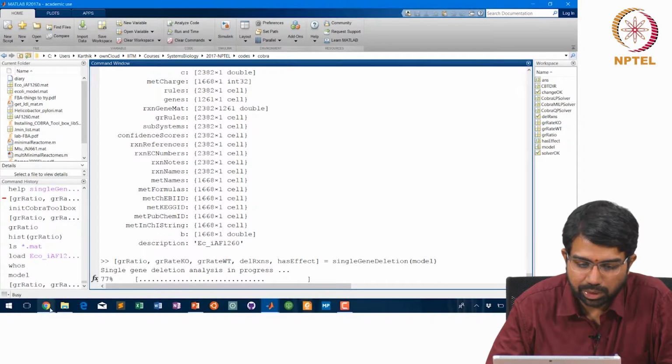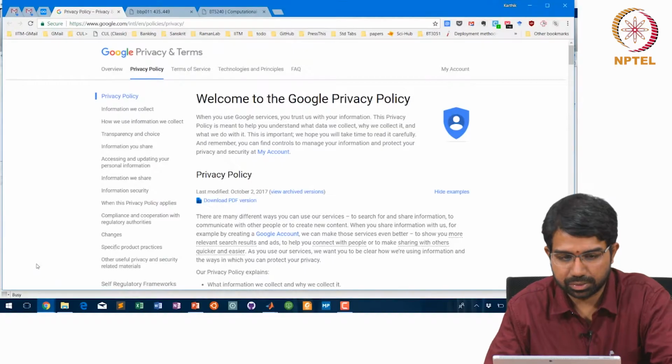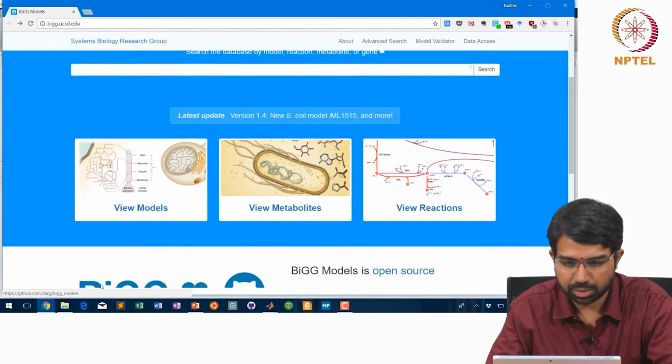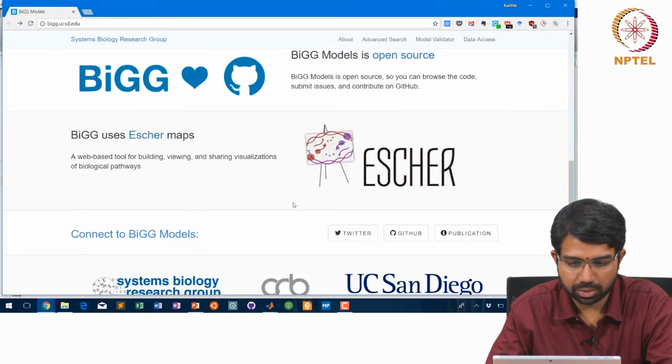And while this is going on, let me show you this nice web page. Actually, right here, it's called Escher.